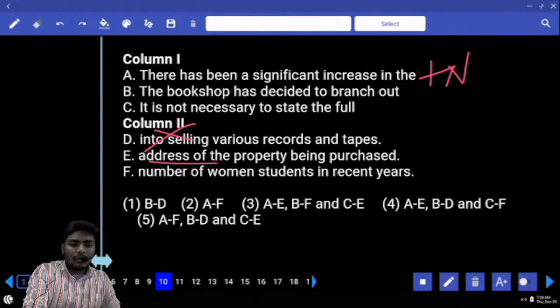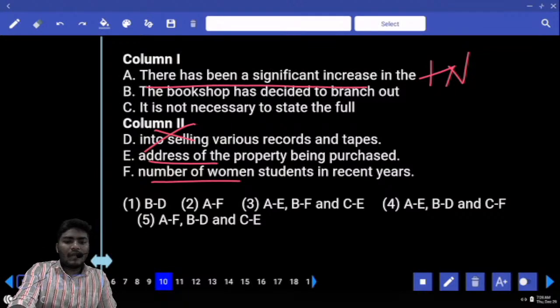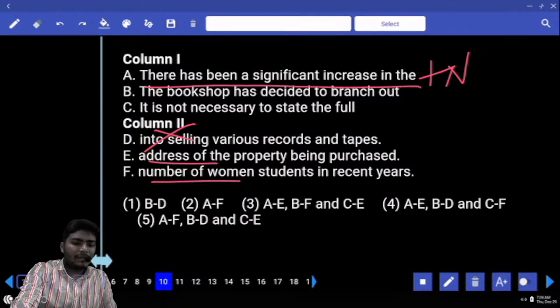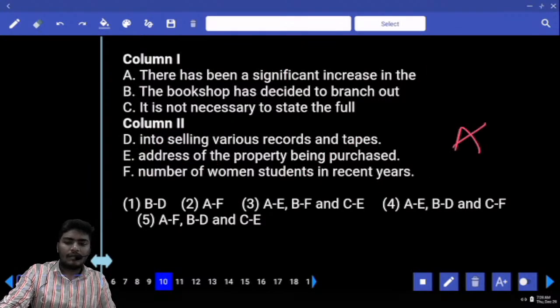In the address of the property, in the number of women students. What we can use out of these two? Address can be used both as noun and verb. Number also can be used as both noun and verb. Remember, there has been a significant increase in the. We are speaking about increase in the. Increase in the what? Increase in the number of women students in the recent years. So pair absolutely comes with the AF.